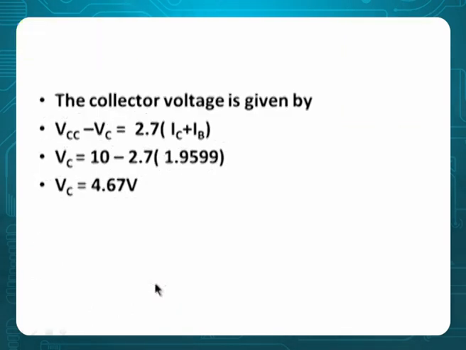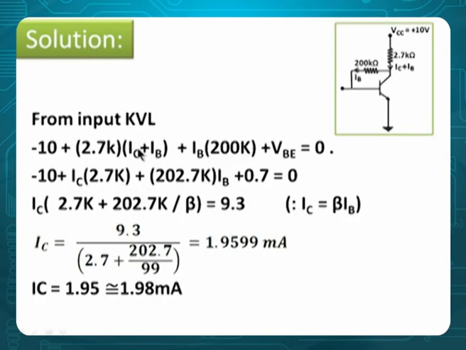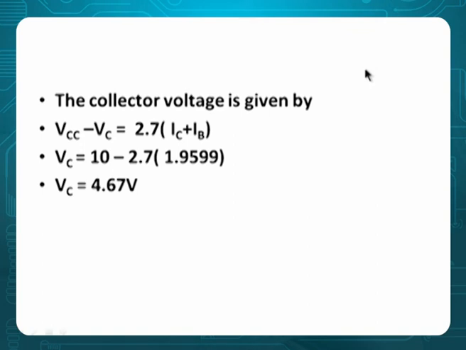Once IC comes, then go for output KVL. VCC minus VC is equal to 2.7 into IC plus IB. You know why this 2.7 came? Because as I told you, the current in this drop is IC plus IB. And that became 4.67. The value is A. So we have the option as A. So this is how we can solve the problems of transistor. And I have given the illustrative examples and also previous questions there.